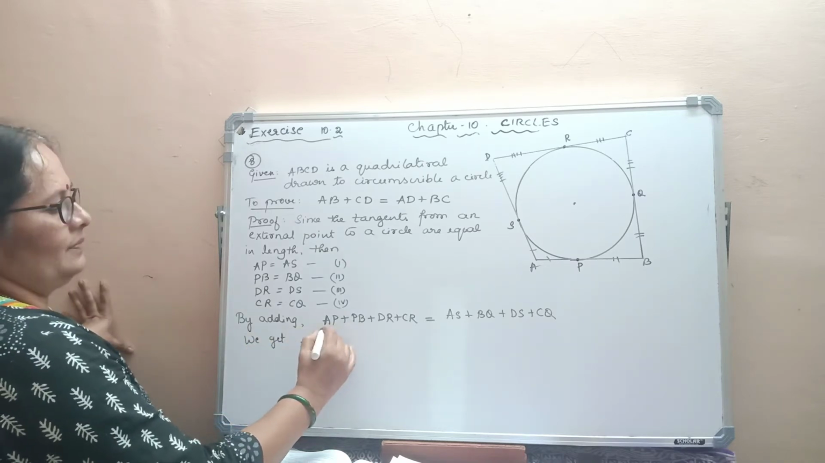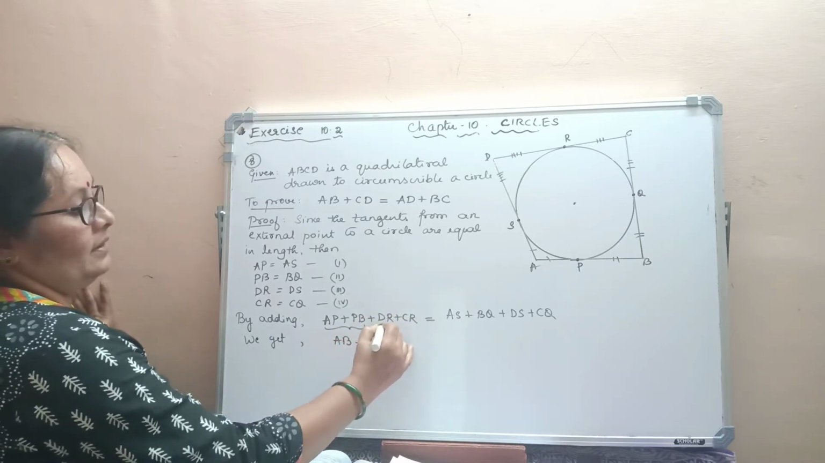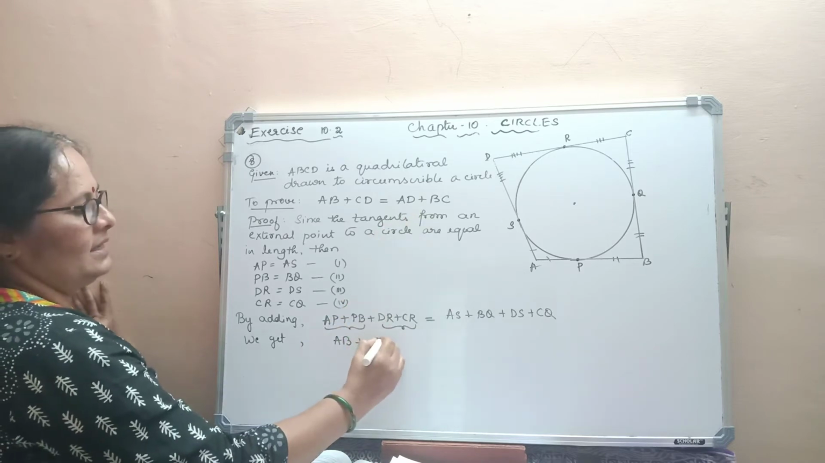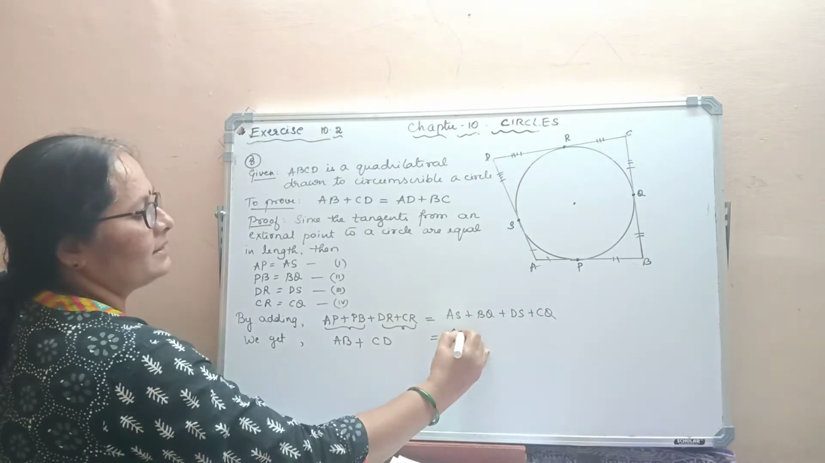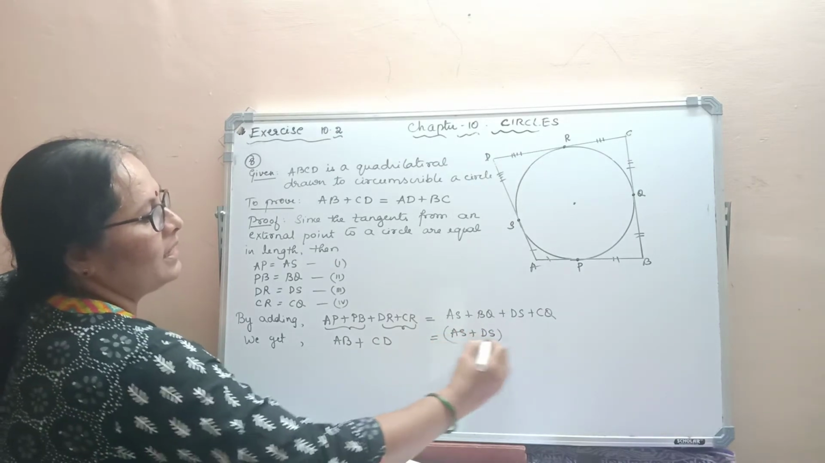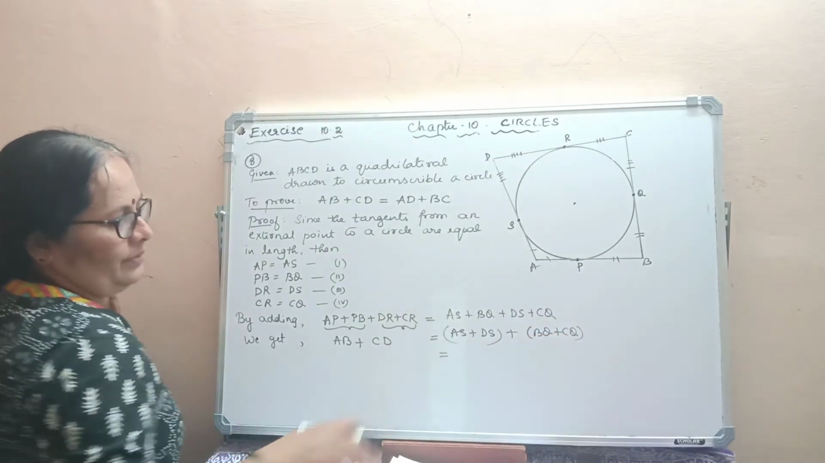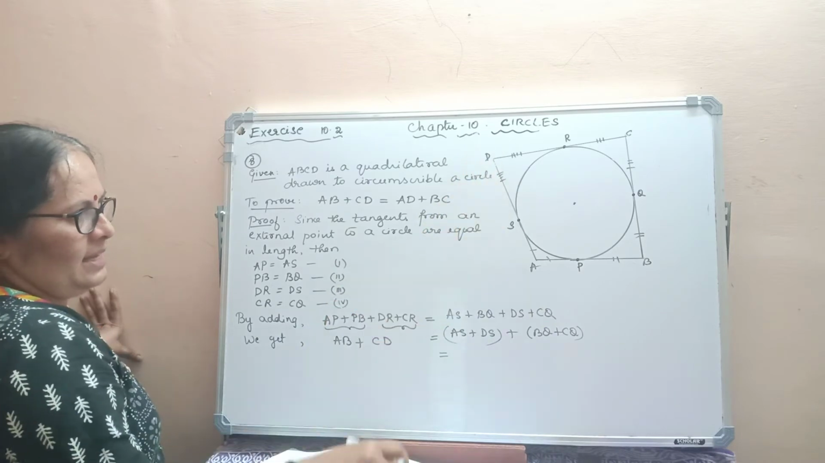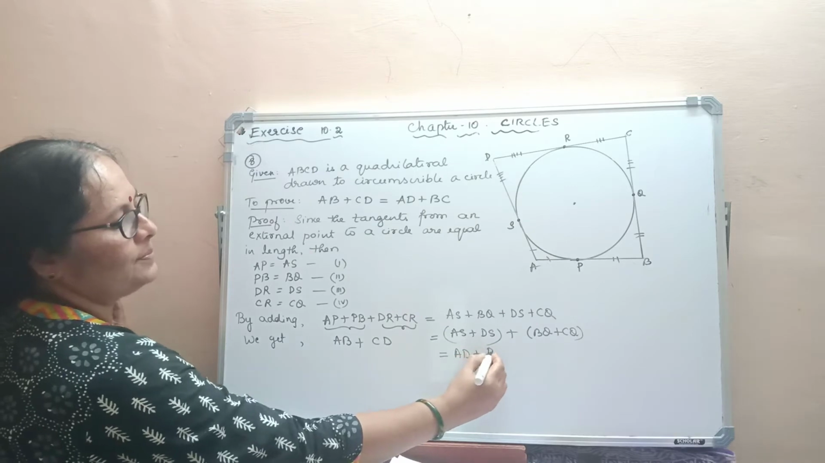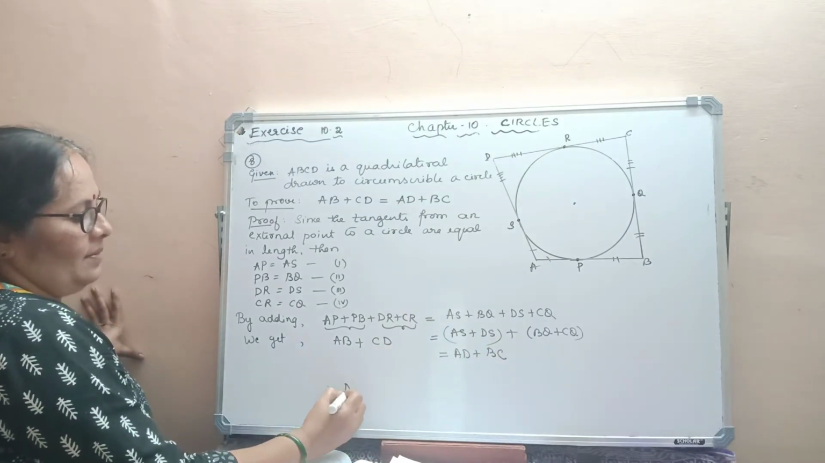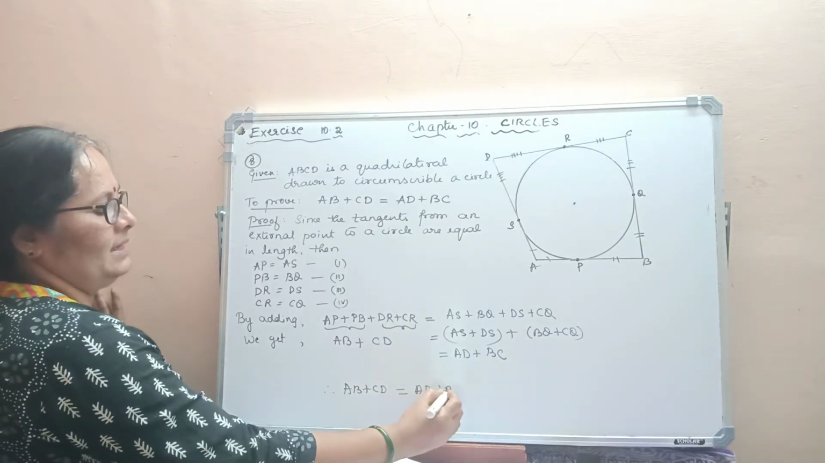AP plus PB. What is AP plus PB? Which is AB. DR plus CR is CD, equals AS plus DS plus BQ plus CQ. AS plus DS is AD, plus BQ plus CQ is BC. That is AB plus CD equals AD plus BC.